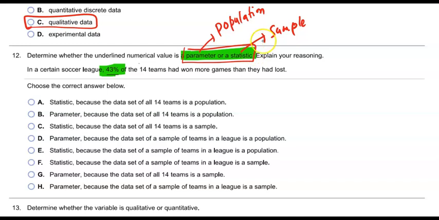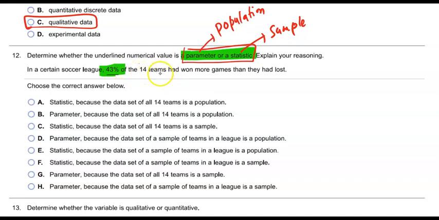Another word: statistics comes from a sample, and parameter comes from a population. So in this question, in a certain 14-team league, 43% of the 14 teams had won more games than they had lost. So is the 14 teams here the sample or the population? That's what I'm looking for.